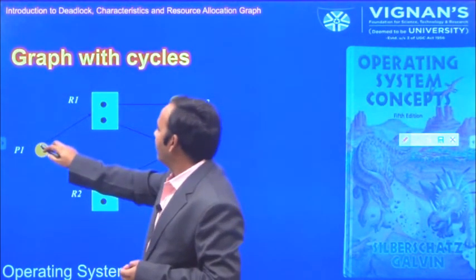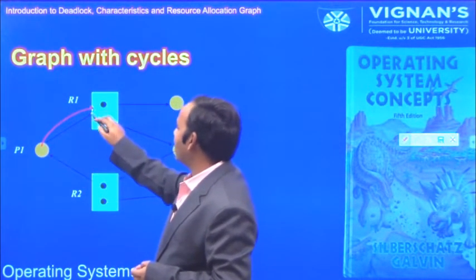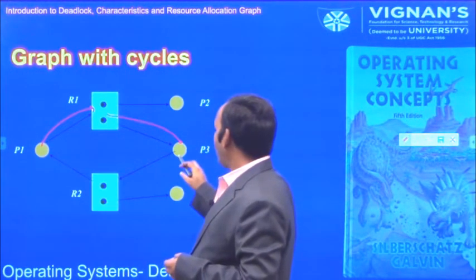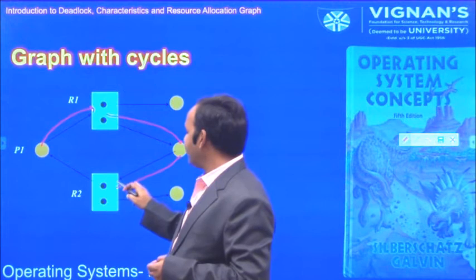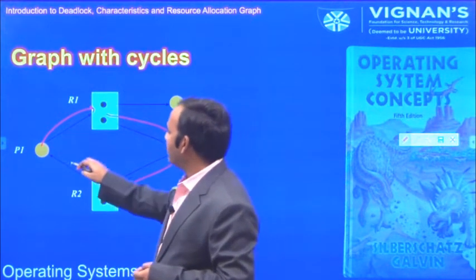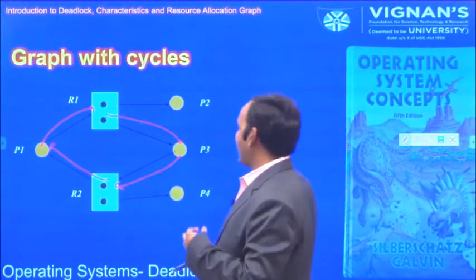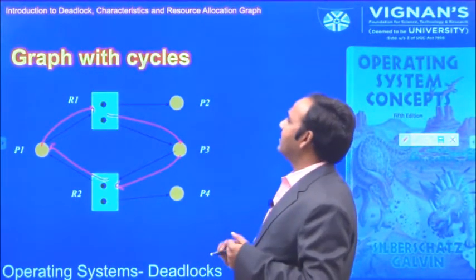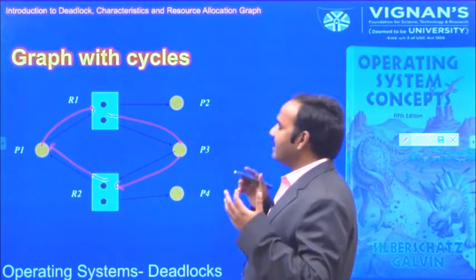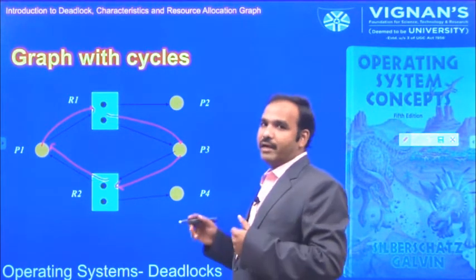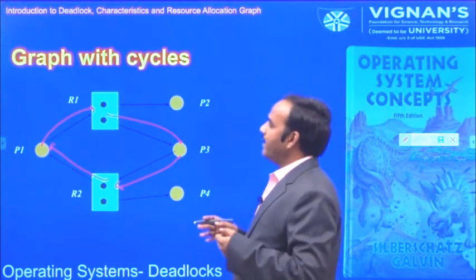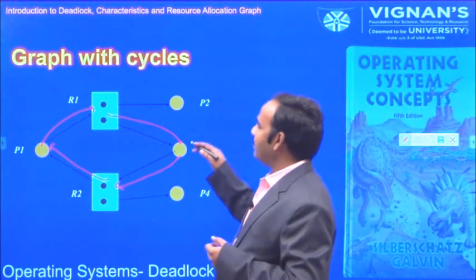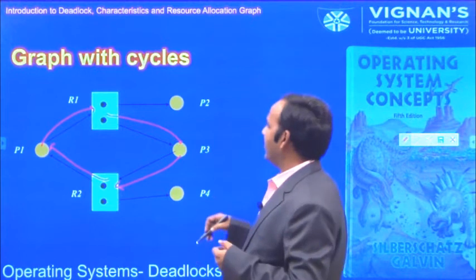Suppose here P1 is requesting R1, and R1 is allocated to P3, and P3 is requesting R2, and R2 is allocated to P1. Here the cycle exists. If the cycle exists, can you identify whether there is a deadlock or not? You can find whether a deadlock has occurred in this graph with the help of this resource allocation graph.